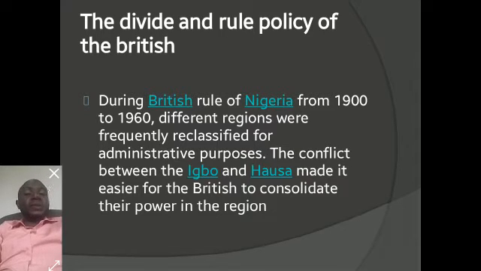So the conflict between the Igbo and the Hausa, for example, made it easier for the British to consolidate their power in the region. Now, looking back, we know about the policy of indirect rule, which clearly succeeded in the northern part of the country, probably because there was a system on ground that this system could easily fit into. Meanwhile, in the west, it succeeded partially, but in the east it did not work because there was no centralized form of government there. So the policy of divide and rule was a very important strategy that the British used in most of their colonies to have firm control over these territories.